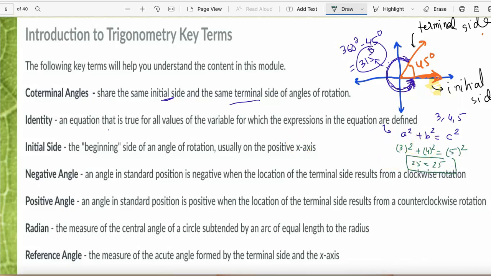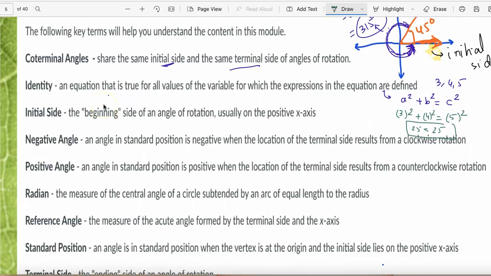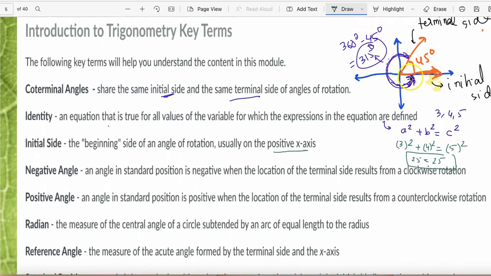All right, let's talk about the initial side. As I explained earlier, the initial side is the beginning side of the angle of rotation, and usually it is on the positive x-axis. So when I was explaining, the first side which I drew over here is called the initial side.